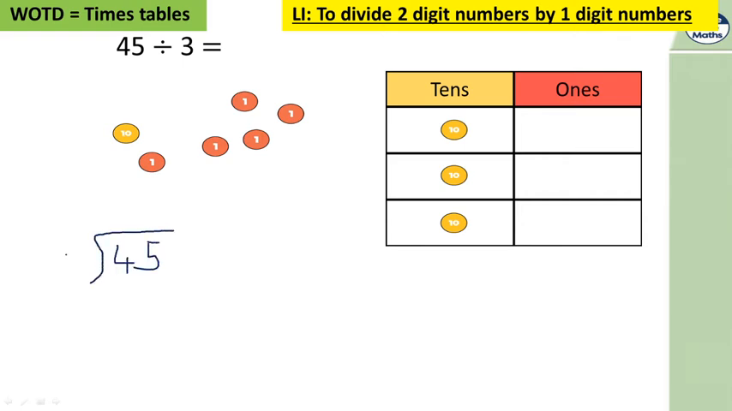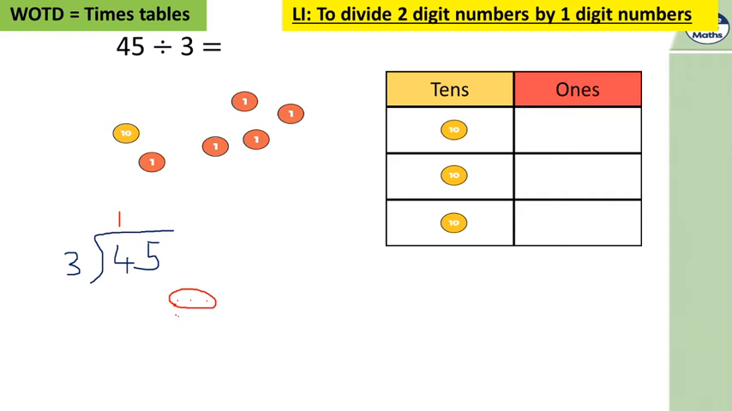So I've got my 45 divided by 3. I'll change back to my red. How many groups of 3 can you get from 4? So remember, we'll set this out in groups of 3. So 1, 2, 3, 4. I can only get 1 group of 3 there.